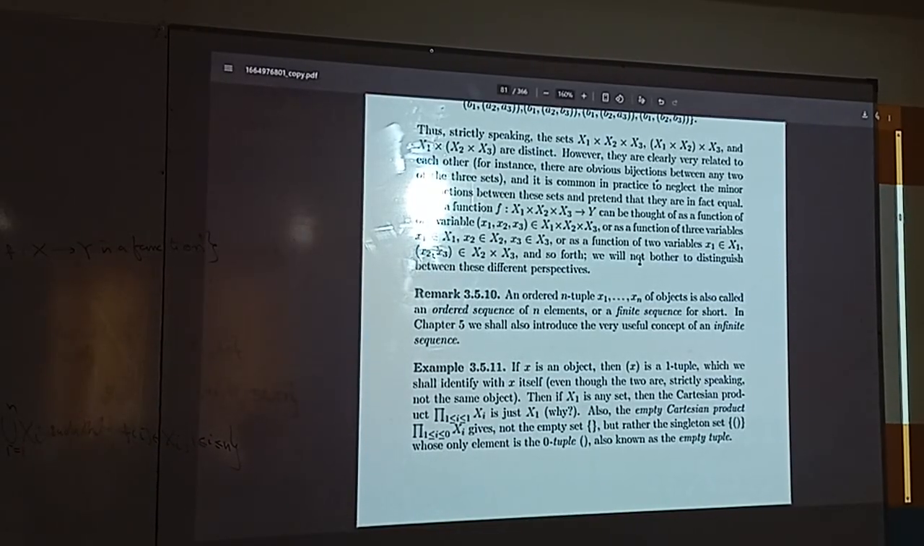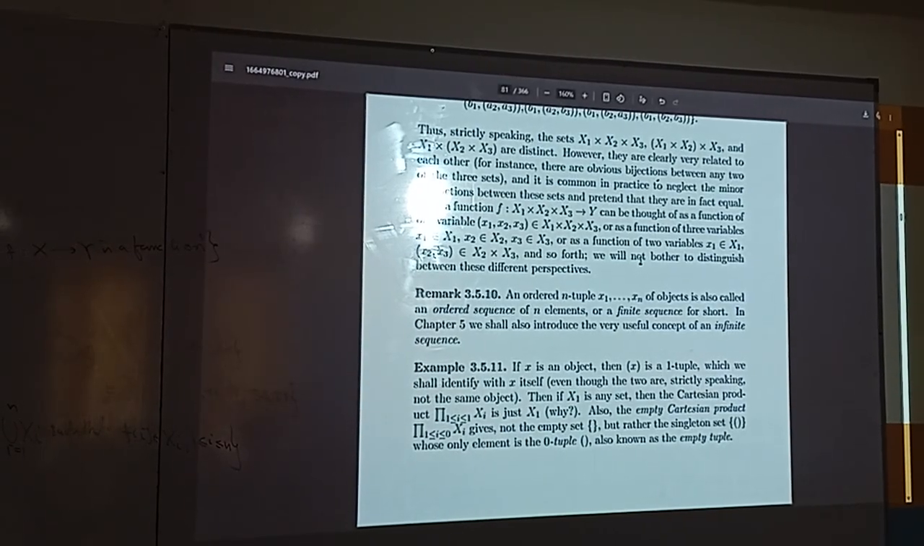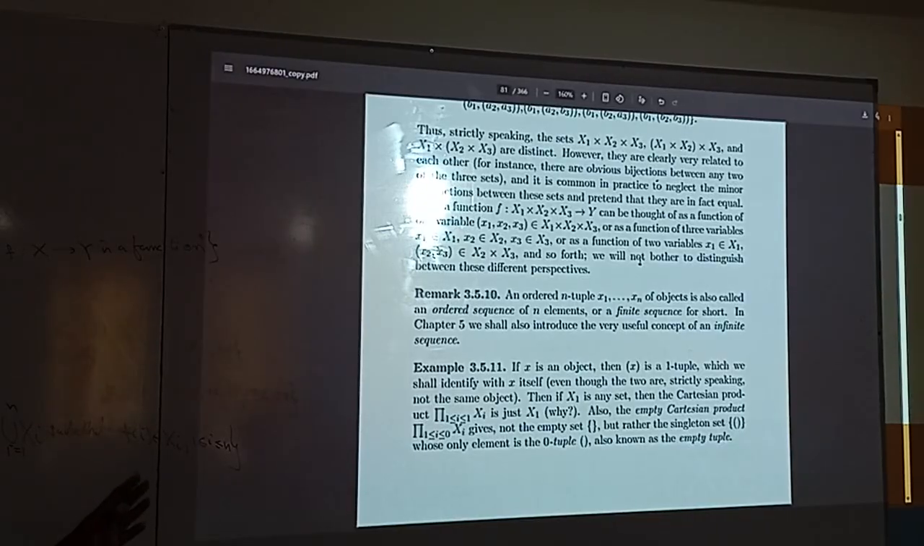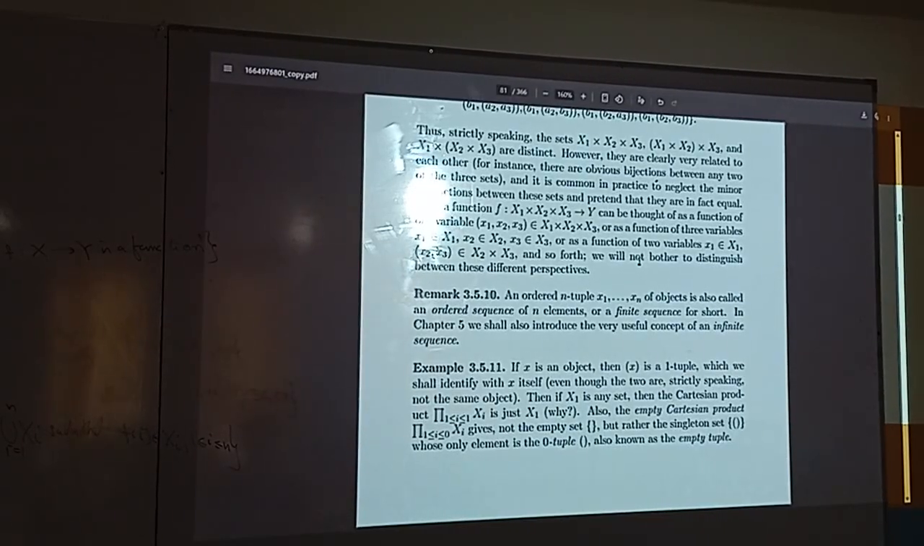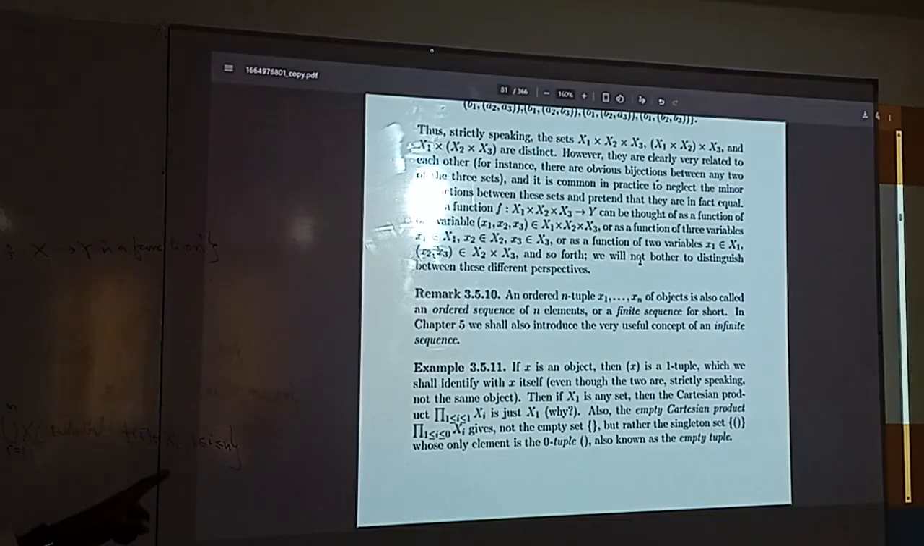If x is an object, then (x) is a one-tuple. One-tuple, so no big deal. Only thing is you are putting x within parentheses. When you take an object x, no parentheses, and make a one-tuple, same x, you put parentheses around, which we shall identify with x itself. It's like x, except for the parentheses. Even though the two are strictly speaking not the same object, roughly they are the same.